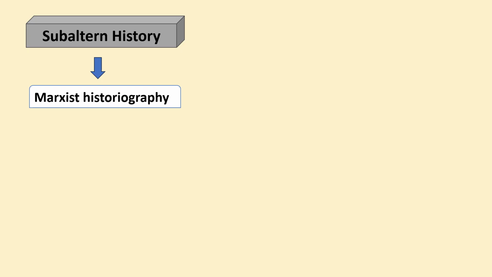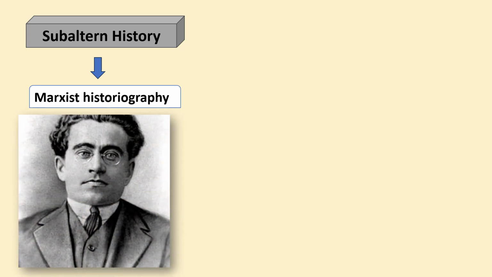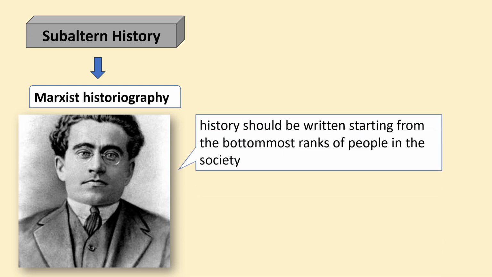Subaltern history. The seeds of subaltern history are found in the Marxist historiography. The role of the Italian historian Antonio Gramsci is very important in developing the idea that history should be written starting from the bottommost ranks of people in the society. In fact, subaltern means bottommost ranks.